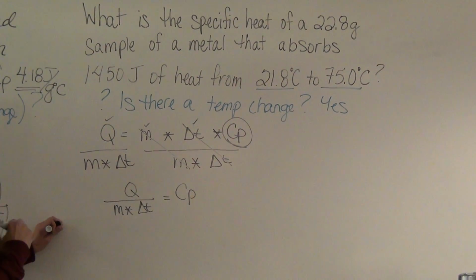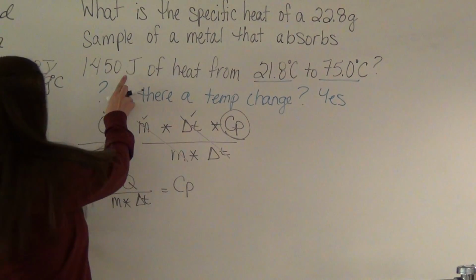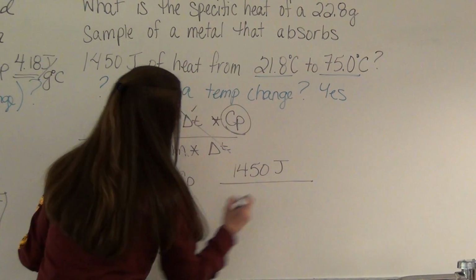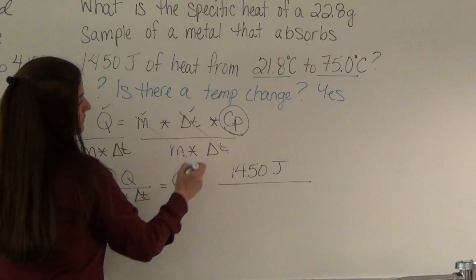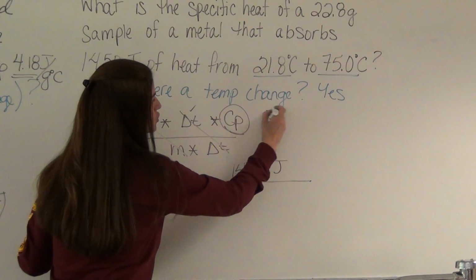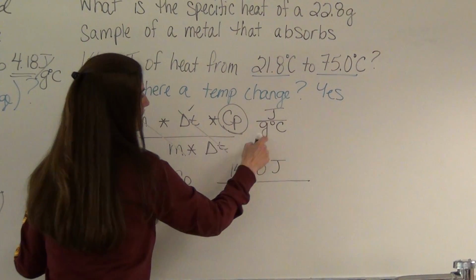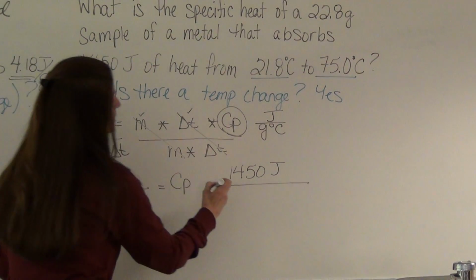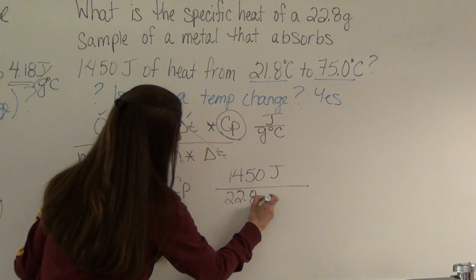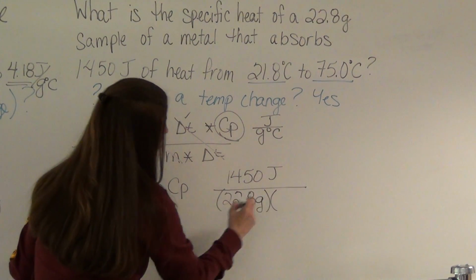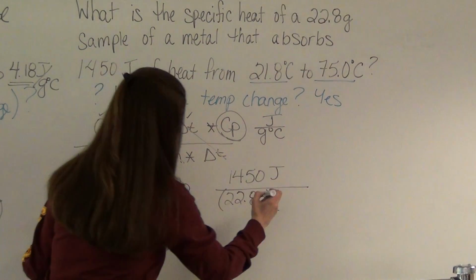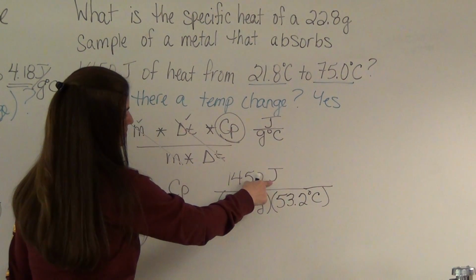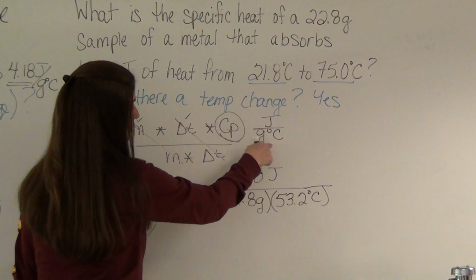So now let's put the information in. We have Q given to us in the problem right here, 1450. So I'm going to go 1450 joules over, and remember, we're looking for specific heat. So what are the units for specific heat? Joules over grams degrees Celsius. So our final answer should have that. So we have 1450, mass given to us in the problem, 22.8 grams. Temperature change, we're going to subtract these two, and you should get 53.2 degrees Celsius. We have joules over grams degrees Celsius, just like we're looking for.